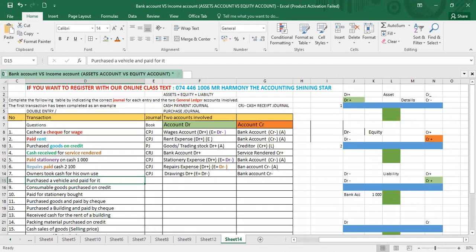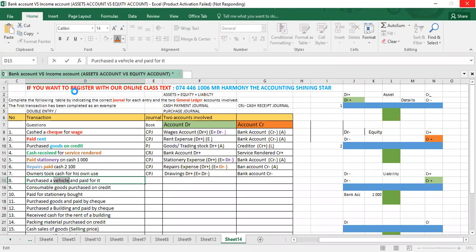Purchased and paid. All right. Thank you very much, Ms. Kekeleto. The word vehicle is the word that we're going to highlight, and also highlight the word paid.